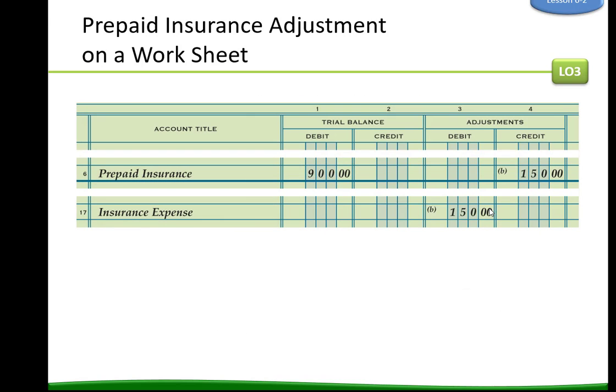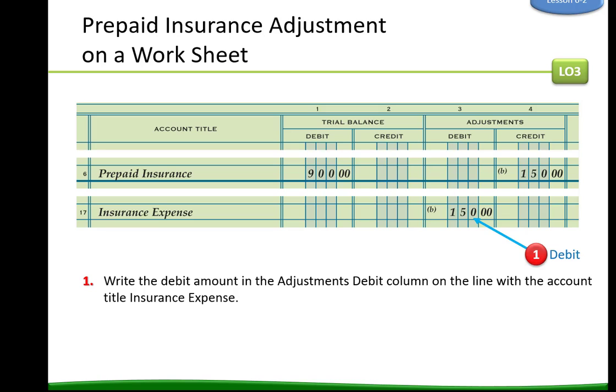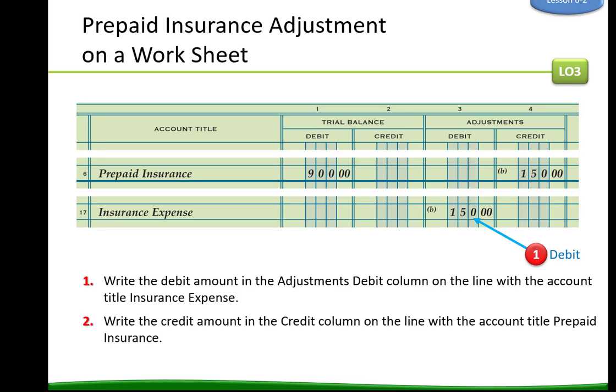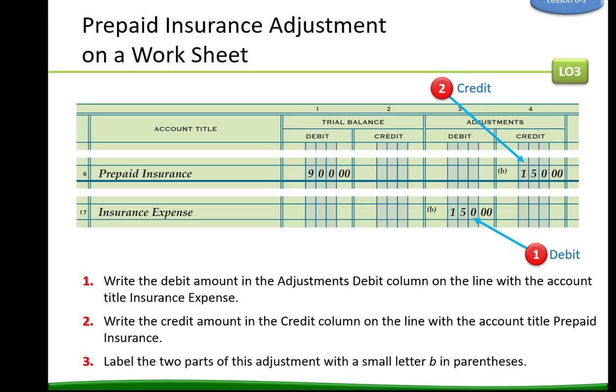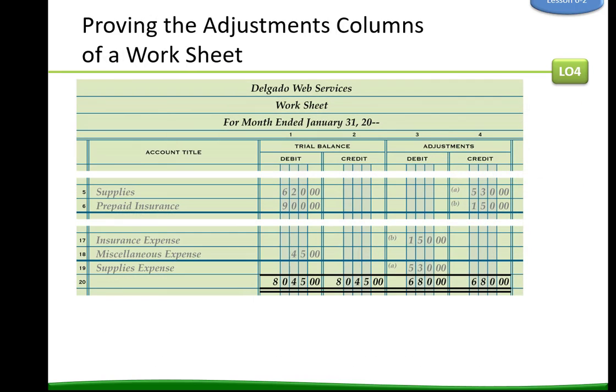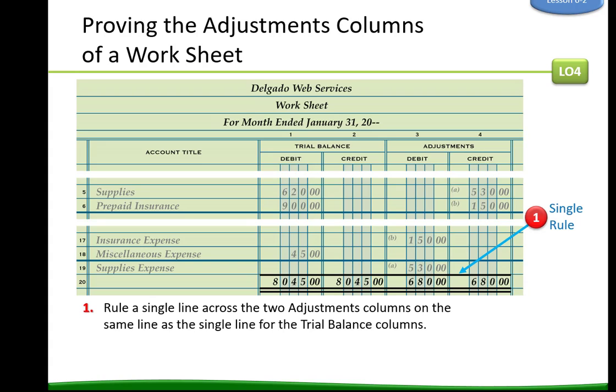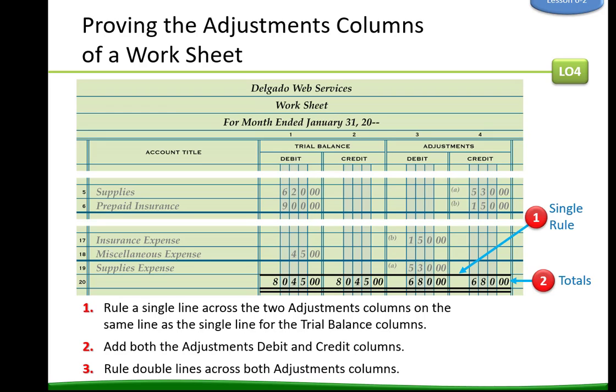So again, we're doing the same thing. Our prepaid insurance is going to receive the credit of $150, and our expense is going to get the debit. And we label them this time with a B because they are connected together in this entry. We're going to total up just like we did yesterday, and these totals should balance. We're going to put a single line across the two adjustments and then a double line after we get the totals.